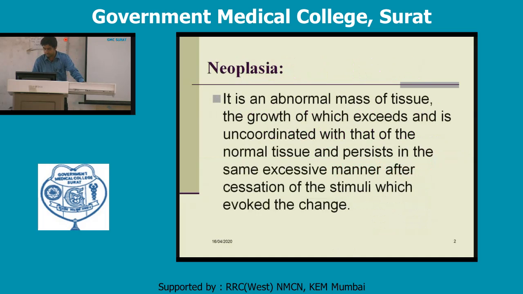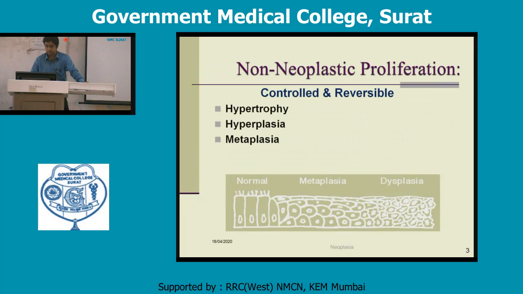What is neoplasia? It is an abnormal mass of tissue, the growth of which exceeds and is uncoordinated with that of the surrounding tissue. It persists in the same excessive manner even after stoppage of stimuli. Neoplastic and non-neoplastic, there are two types of proliferation. The non-neoplastic proliferations are controlled and reversible. That means once the stimuli is over, they can revert back to their previous normal condition. There are a few examples of physiological conditions like hypertrophy, hyperplasia and metaplasia.